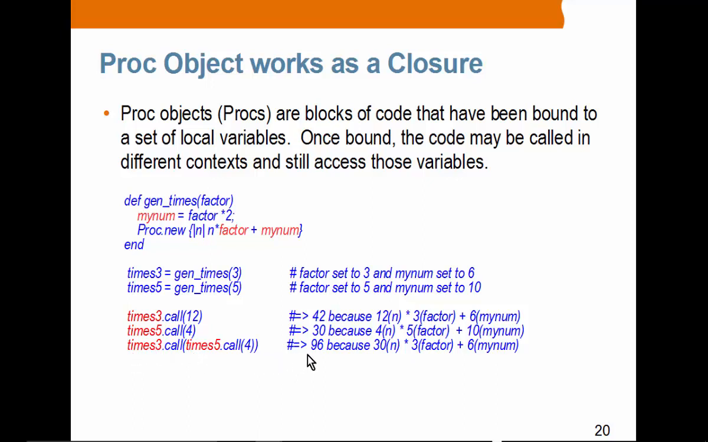So now we are going to actually use a time 3. Okay, so it will be 96 because the n is set to 30, which is the value that we have here. And it still remembers this is a time 3 proc object. It remembered the factor is set to 3, mynum is set to 6, so it will return 96. Does this make sense? Anybody have a question?